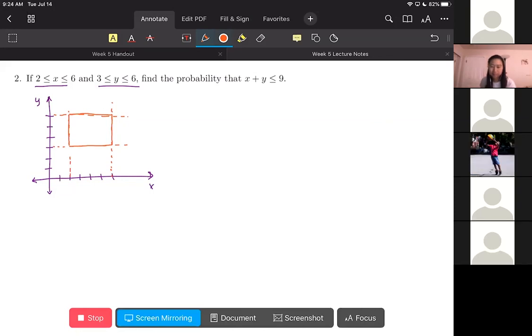Will it be, well, 3? 12 units squared. Yeah, do you want to explain why for everyone?